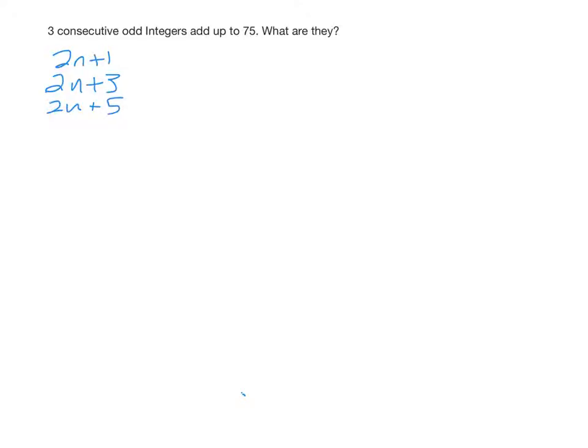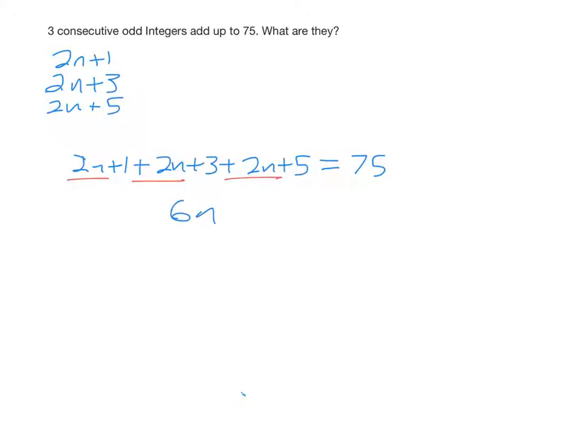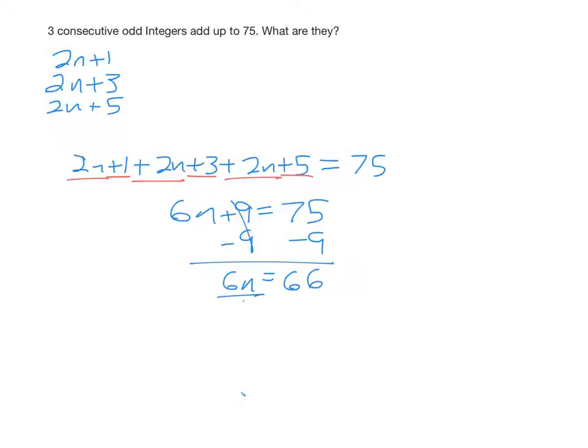And now we can write our equation, because we have our odd integers. We've got 2n plus 1 plus 2n plus 3 plus 2n plus 5 equals 75. Now I can combine like terms, combine my variable terms, where the n's are, we get 6n. We have our constant terms, 1 plus 3 plus 5. That gives me 9 equals 75. We can solve this equation now. Subtract 9. 6n equals 66. So we divide by 6, and n equals 11.